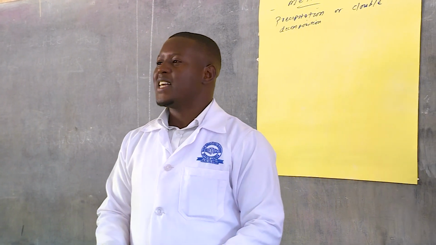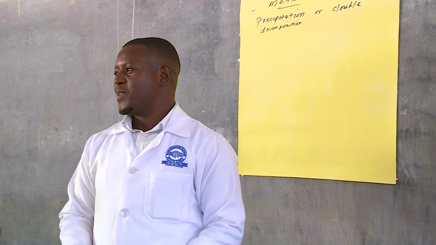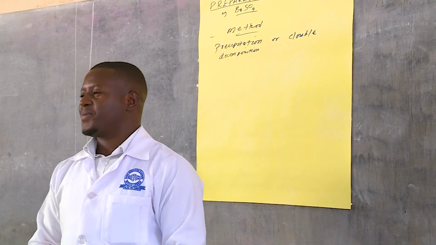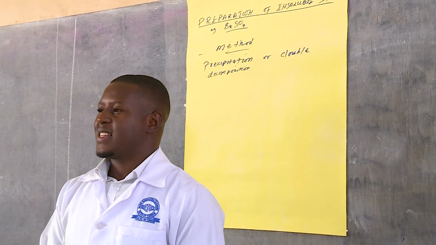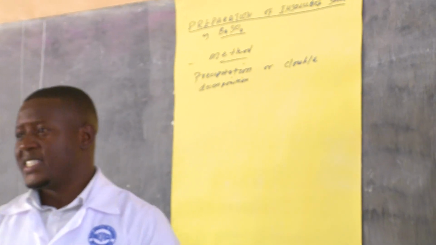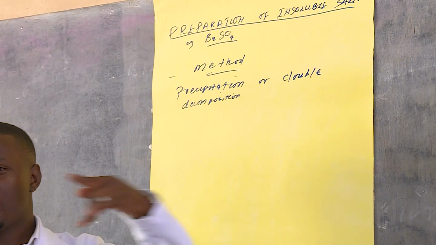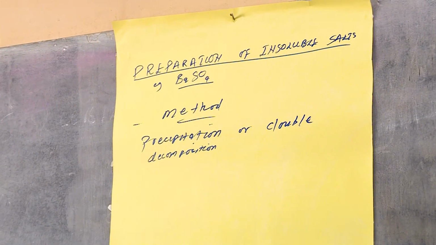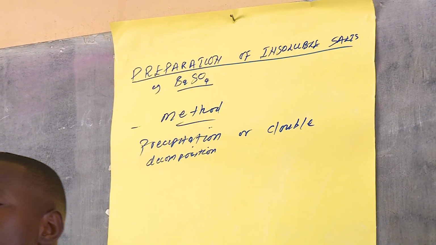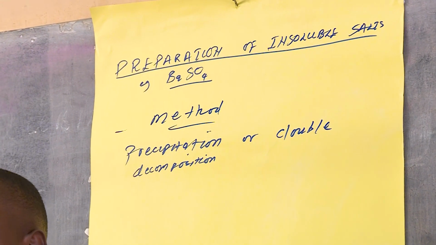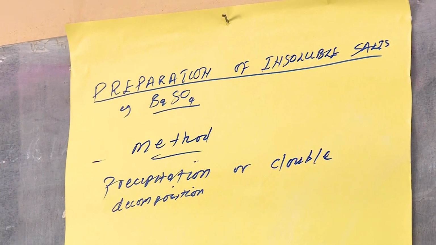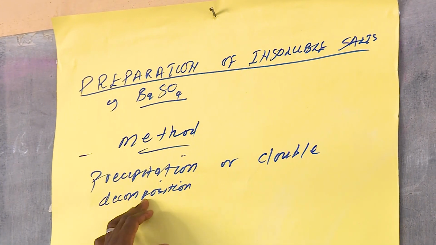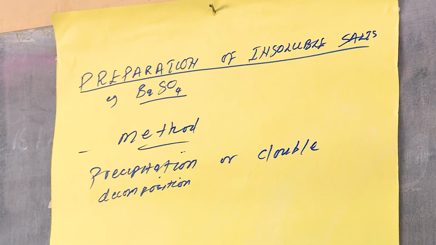Anyone with a different answer? A precipitate. What's the simple explanation of a precipitate? Yes? An insoluble salt formed after a chemical reaction. Okay. So a precipitate is simply an insoluble substance. Hence, the name of preparing insoluble salts is what? Precipitation. Because the products that you are going to obtain are insoluble in nature. Apart from that, this same method we also refer to as double decomposition.